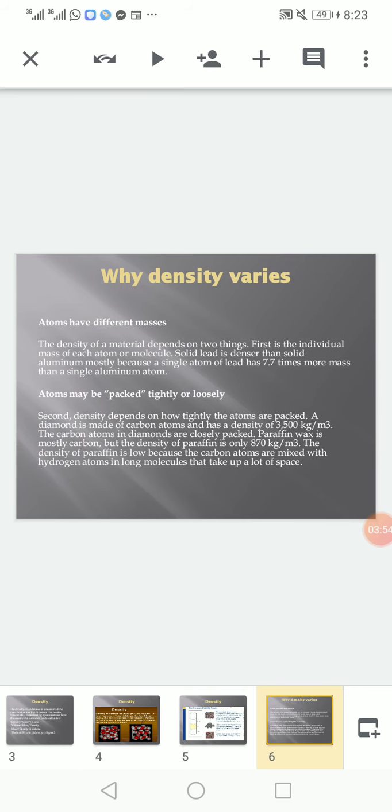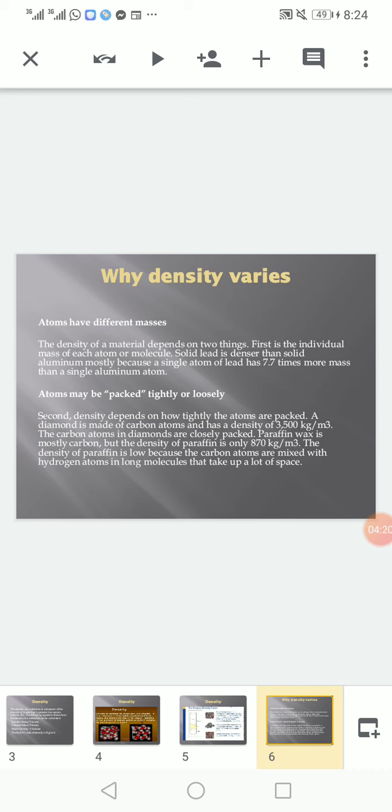Now, why do we have the variation in density? Remember, I discussed this in our previous class. Variation in density is a result of two factors. Number one, atoms have different masses. Number two, atoms may be packed tightly or loosely. These two factors are responsible for the variation in density.